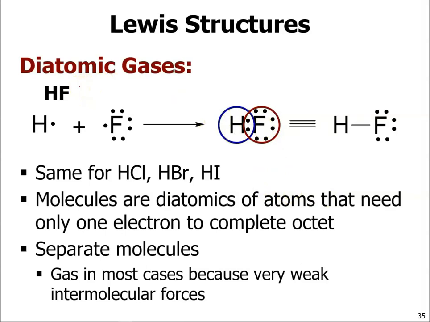So hydrogen and fluorine, for example, we have 1 electron in hydrogen, we have 7 in fluorine. They both have a spot here for bonding, and we can put these together, and this line again represents those 2 shared electrons. HCl, HBr, HI, this is the same concept and the same things are going to happen.